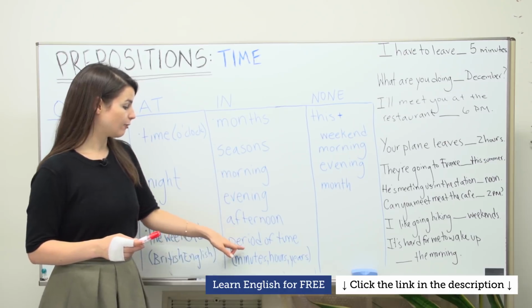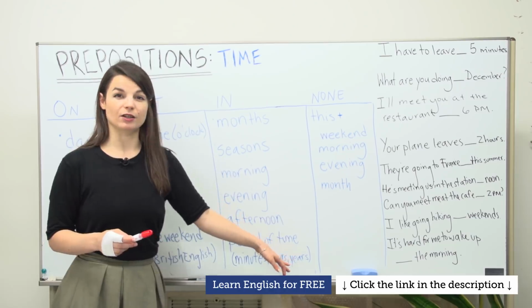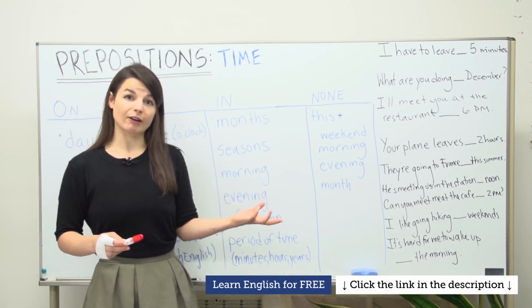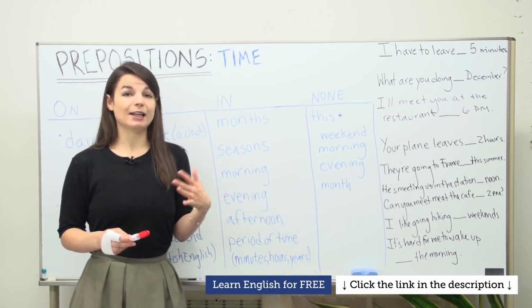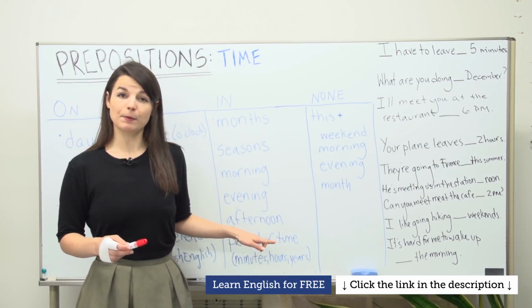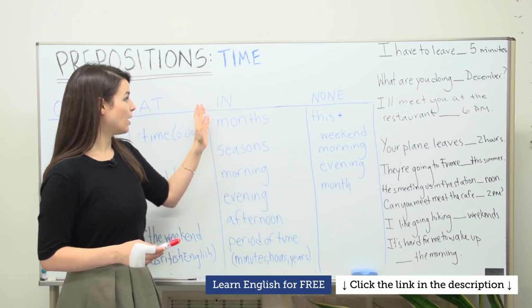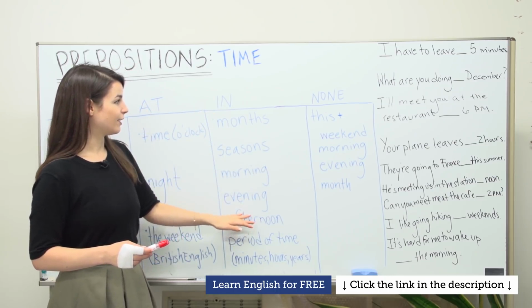We also use in for periods of time, so minutes, hours, and years, for example. So in 5 minutes, in 3 years, in a few seconds. If you want to talk about a period of time, you can use in to explain that. So we use in for a lot of different cases.